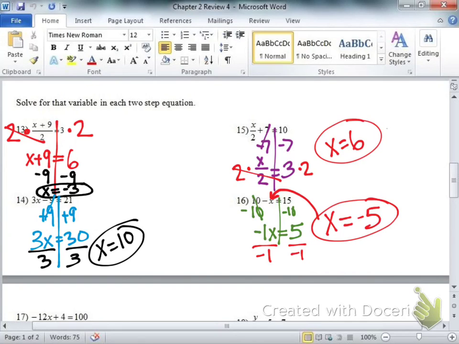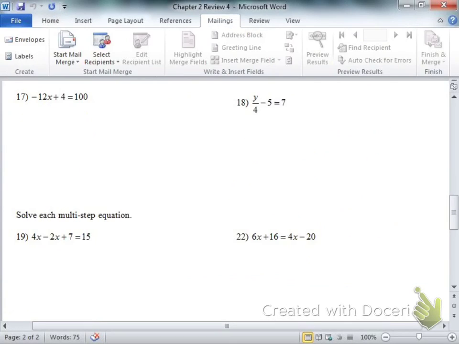I'll give you a second to copy it down. So the back starts with number 17. Again, in a two-step equation, we want to undo the adding and subtracting first. So I want to subtract 4 from each side. That gives me negative 12x on the left side equals 96. That's what you get when you do 100 minus 4.